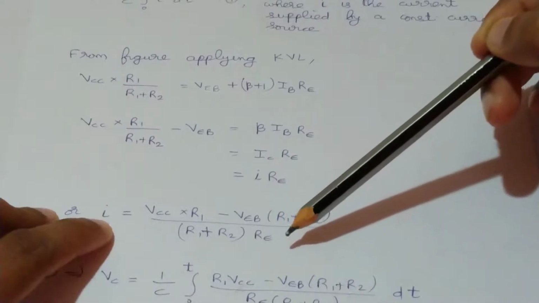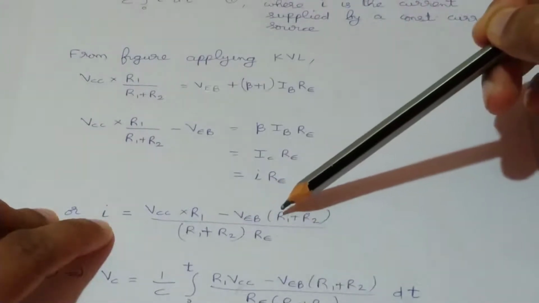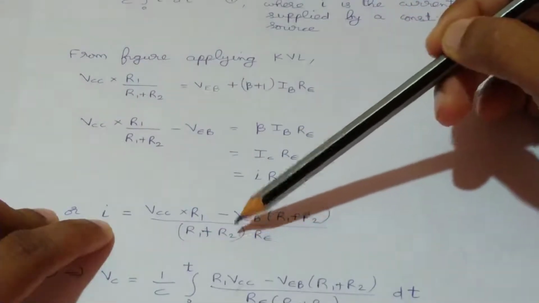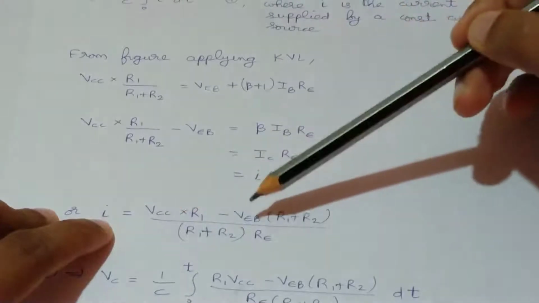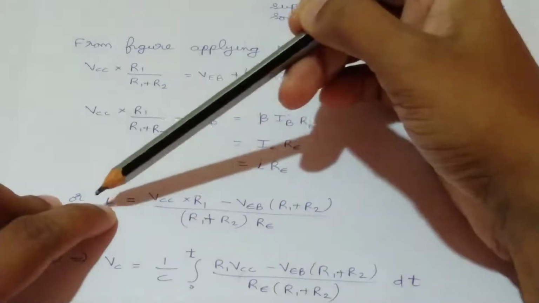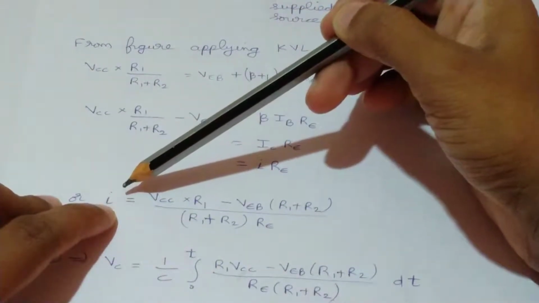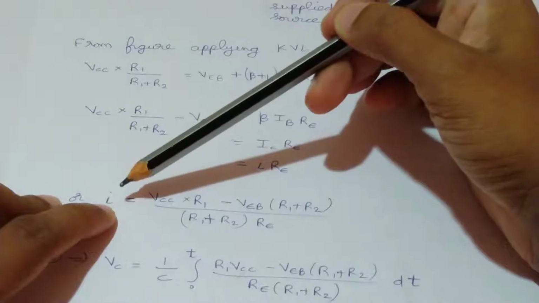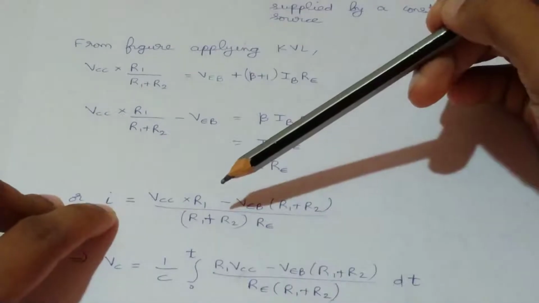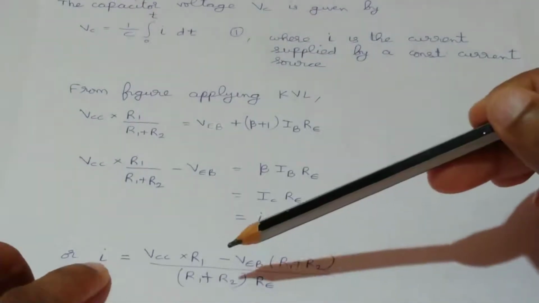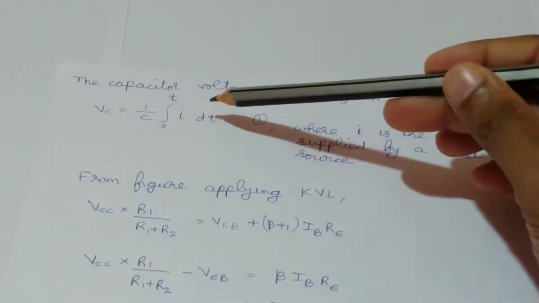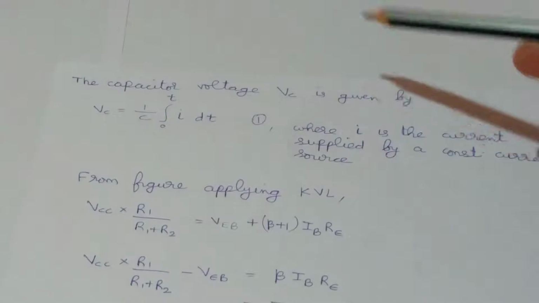Now consider this equation. Here we can see R1 is constant, R2 is constant, VCC is constant, VEB is constant, and RE is also a constant. So this current I is a constant current, and hence the capacitor C is charging by a constant current, and the charging will be linear. Now we are going to substitute this equation in the VC equation, and we will calculate the equation for time period T.